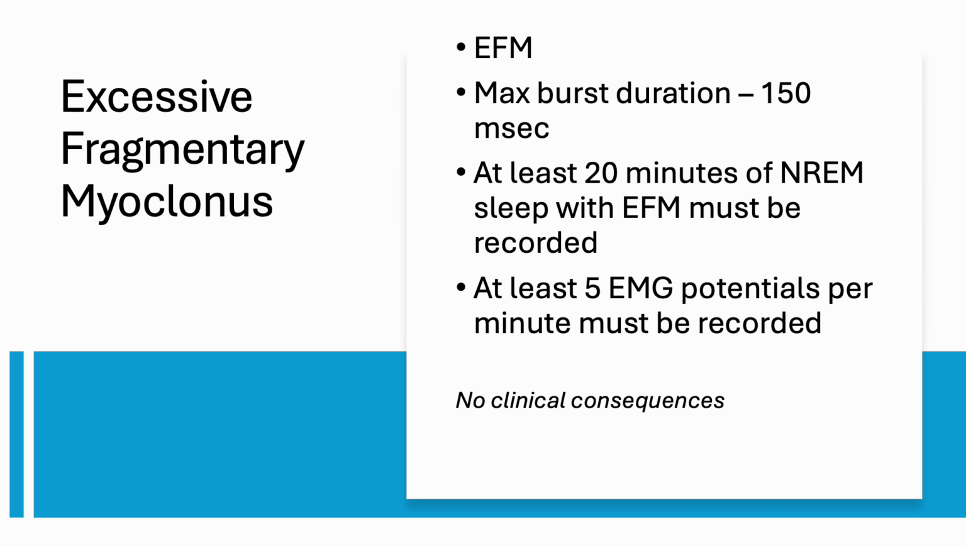Excessive fragmentary myoclonus means extra muscle twitching during sleep. EFM bursts usually last less than 150 milliseconds, and at least 5 EMG bursts per minute must be recorded to score. Also, at least 20 minutes of non-REM with EFM must be seen. Again, there is no known clinical consequence for EFM.